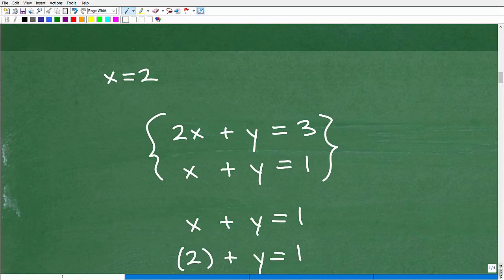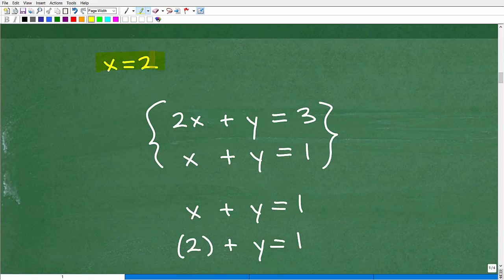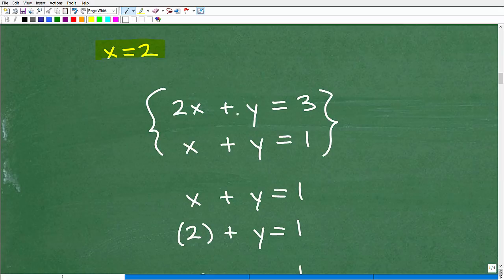And here's my original problem. Now that I know x is equal to 2, I can take the original problem or any other variation of how I change this problem. It doesn't make a difference, but let's take the original problem. I could take the top equation or the bottom equation, but I'm going to replace x with 2, because I know now that x is equal to 2, and I want to solve for y.